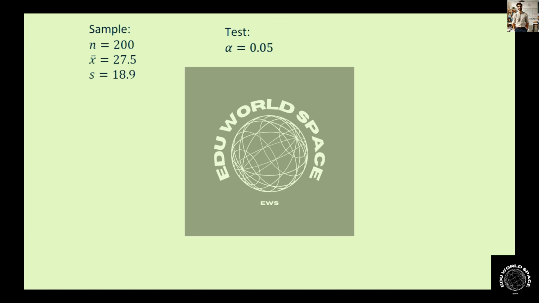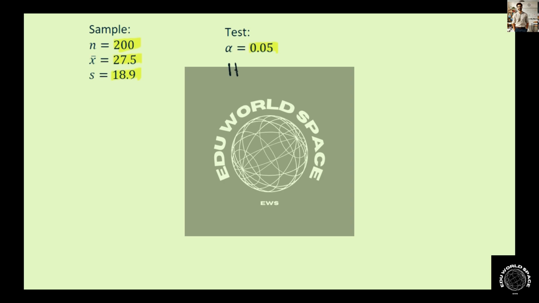For this exercise, we are given a random sample of 200 commute times in the US, and the sample average was 27.5 minutes, and the sample standard deviation was 18.9 minutes. And we were asked to test at a significance level of 5% whether the mean commute time is less than half an hour.